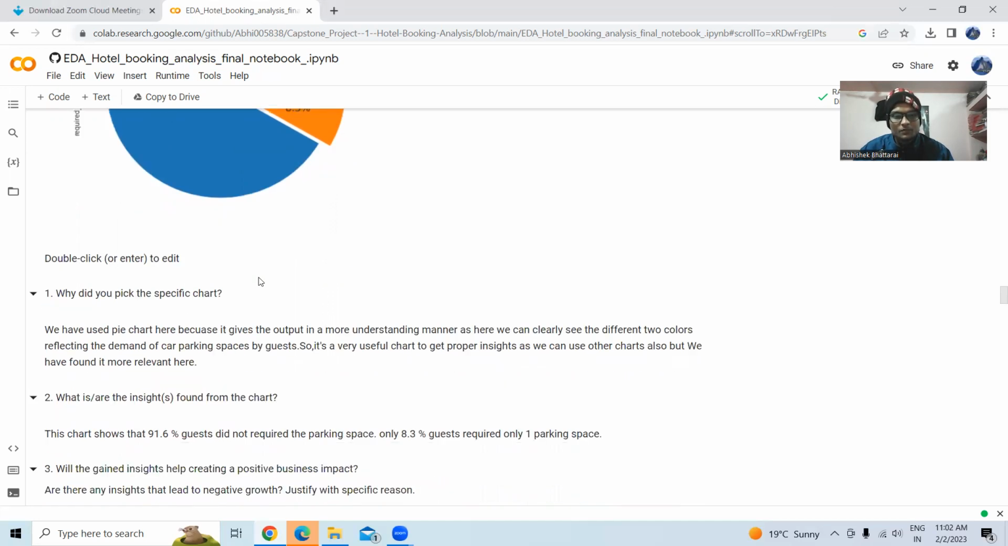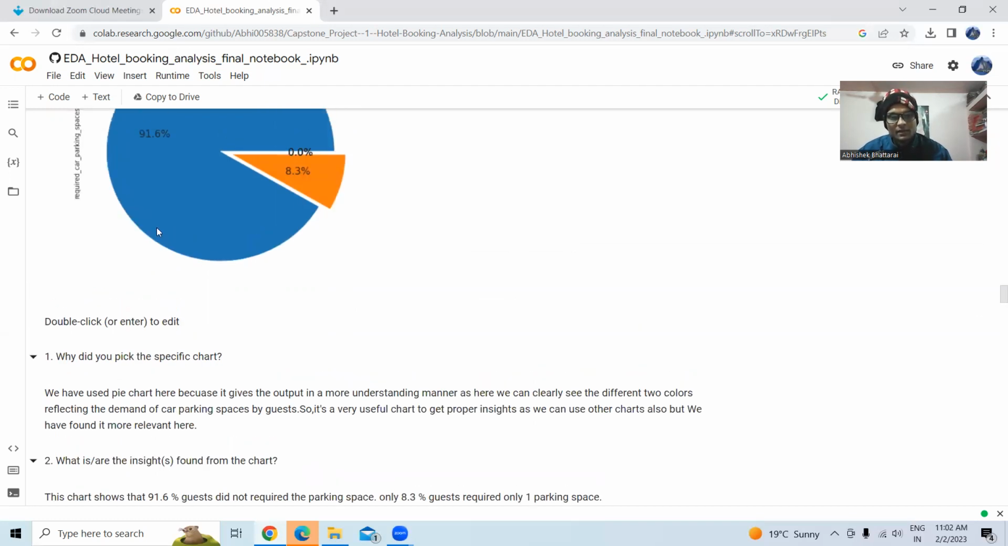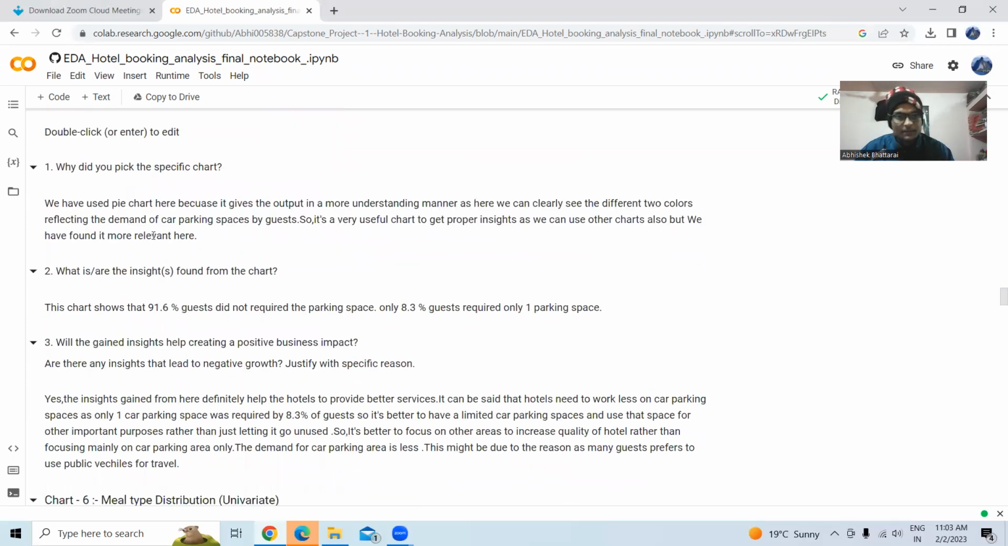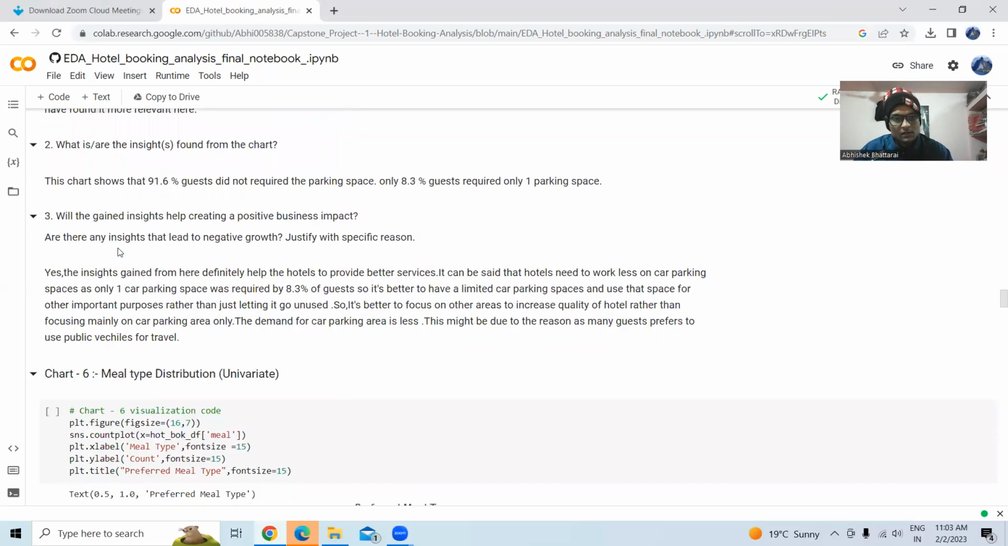So the hotel needs to work on this. Why did I pick this pie chart? We have used a pie chart here because it is very clear and easy to understand, and it is very feasible for comparison. From the chart, as I've told you already, 91.6% of the guests didn't require the car parking spaces.